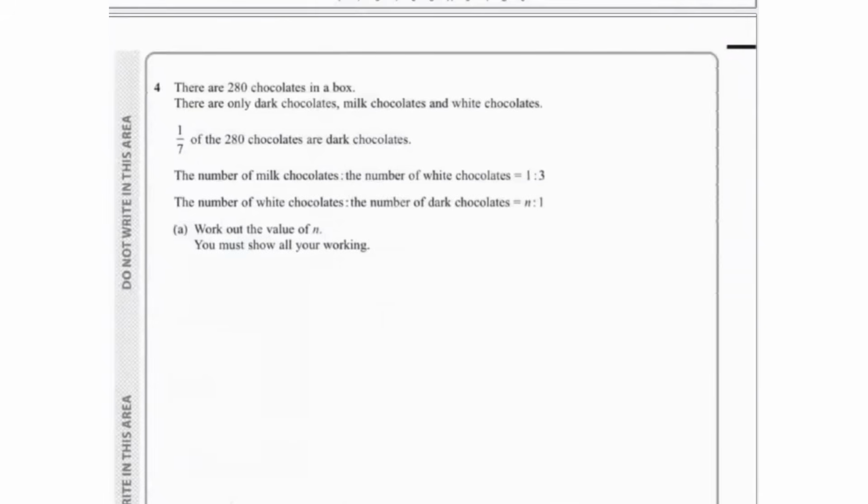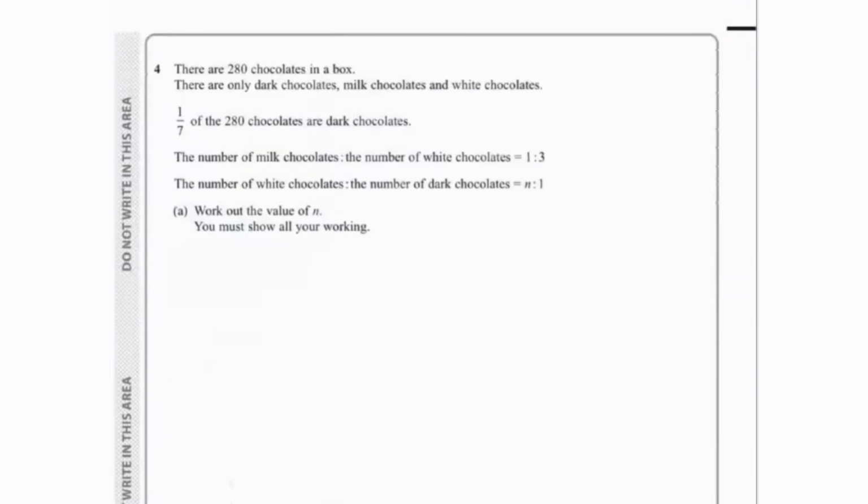Then it says there are 280 chocolates in a box. There are only dark chocolates, milk chocolates, and white chocolates. 1/7 of the 280 chocolates are dark chocolates. The number of milk chocolates to the number of white chocolates is 1:3, and the number of white chocolates to the number of dark chocolates is n:1. We have to work out the value of n. So first, let's find how many dark chocolates we have. 1/7 of 280 is 40.